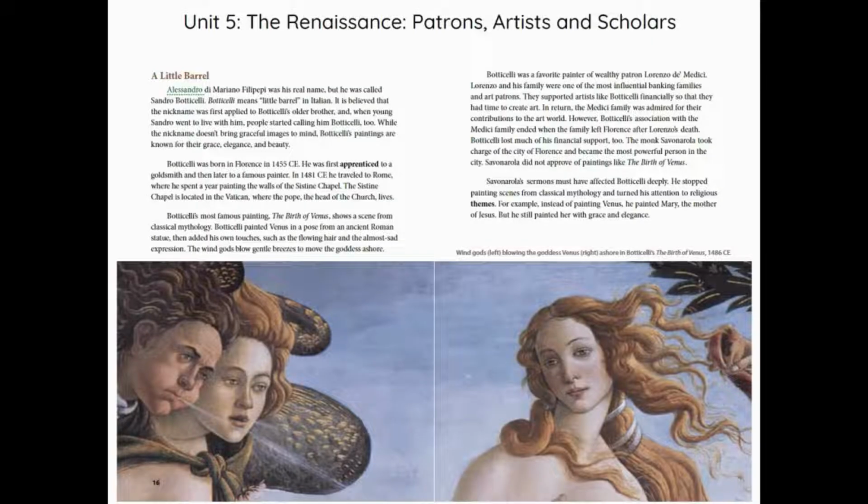A Little Barrel. Alessandro di Mariano Filippi was his real name, but he was called Sandro Botticelli. Botticelli means little barrel in Italian. It is believed that the nickname was first applied to Botticelli's older brother, and when young Sandro went to live with him, people started calling him Botticelli too. While the nickname doesn't bring graceful images to mind, Botticelli's paintings are known for their grace, elegance, and beauty.